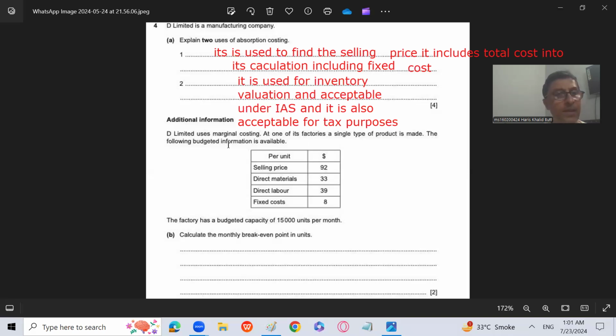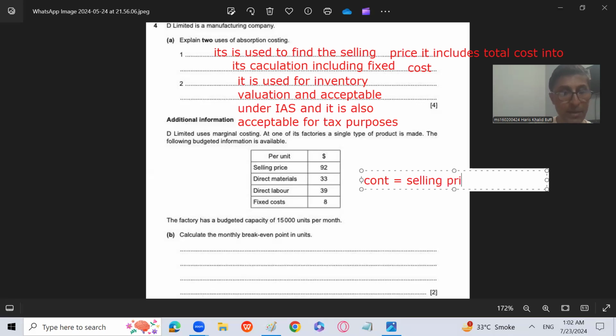Let's move forward. D Limited uses marginal costing. At one of the factories, a single type of product is made. The following budgeted information is available. Selling price 92, direct material 33, direct labor 39, fixed cost 8. You can easily analyze that if you want to find the contribution, the contribution is going to be selling price.